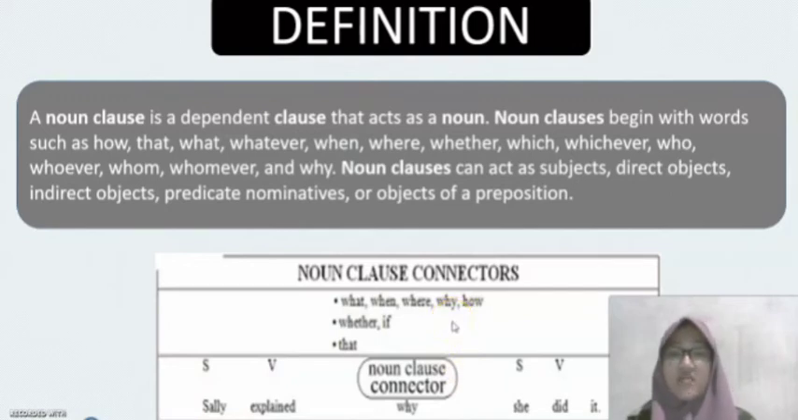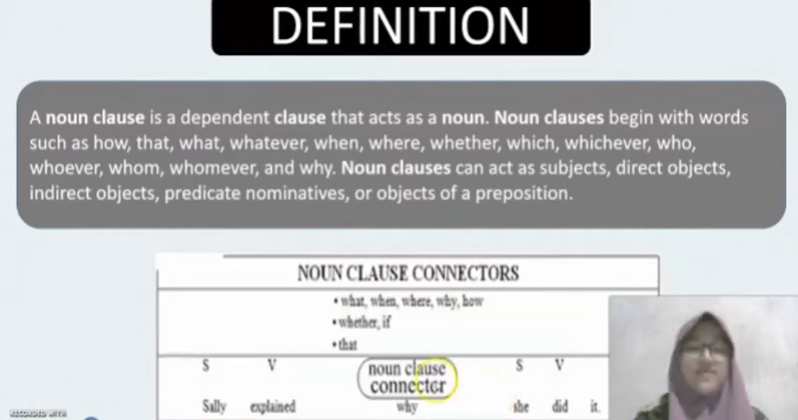There are three kinds of noun clause connectors. First are what, when, where, why, and how, called 5W and 1H. Then wherever, if, and the last, that. This is the pattern using a noun clause connector: subject, verb, using one of the noun clause connectors, and then subject and verb again. For example, to use a noun clause, we'll explain in the next slide.